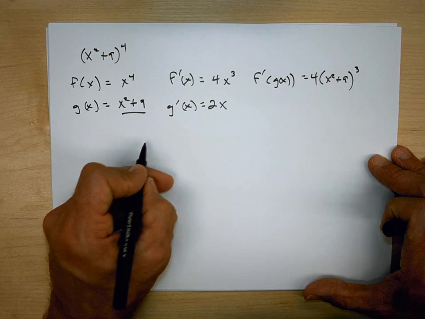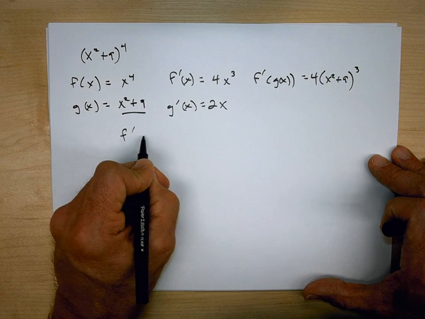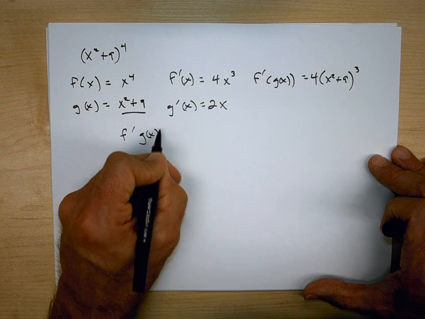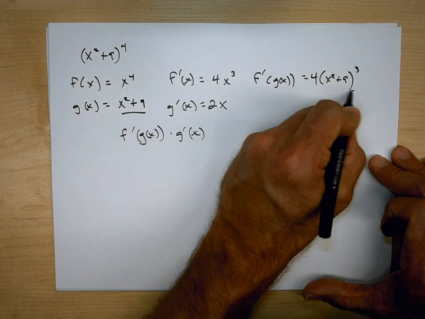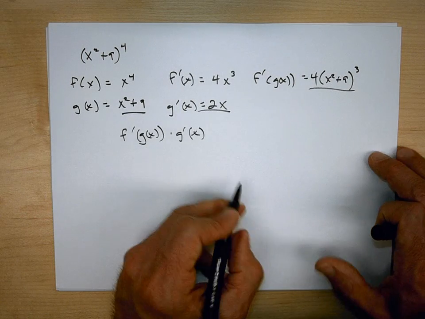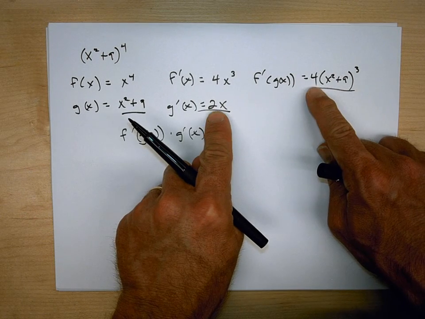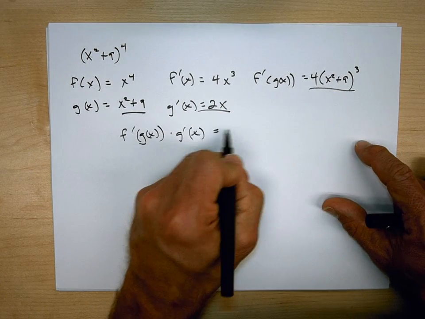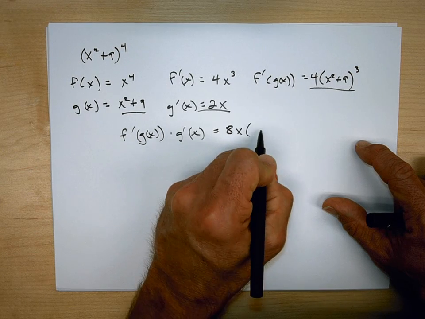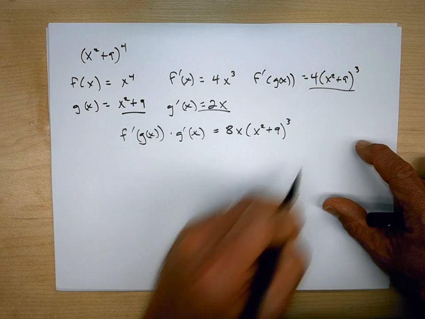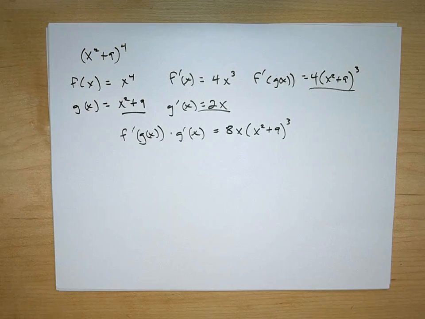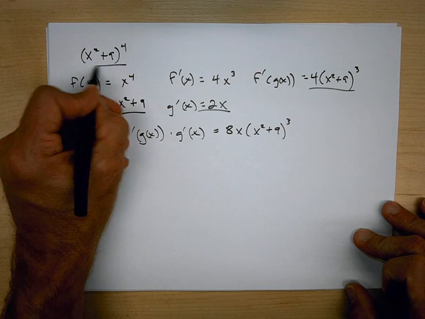All right, so finally the chain rule, you have f prime of g of x times g prime of x. So I just have to multiply this with this. If I multiply the 2x times the 4, I actually get 8x times x squared plus 9 cubed. All right, so that's how we would find the derivative of something like this.